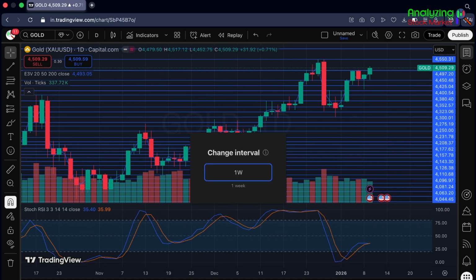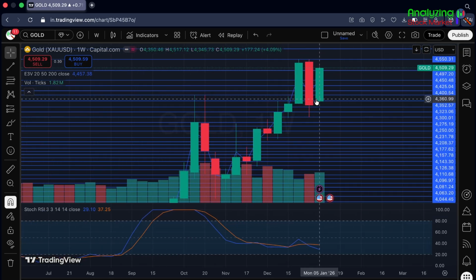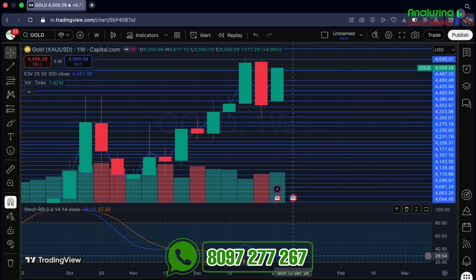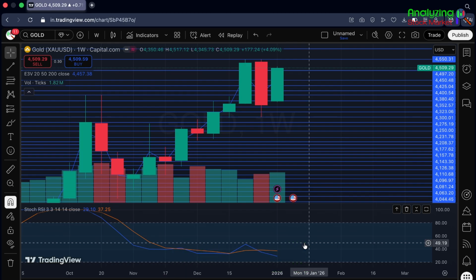So let's open a weekly chart over here. So here, this is a weekly chart. In this weekly chart we can see a good bullish candle with a big body and a small lower and upper wick. Currently, stochastic RSI is around 29 and 37 level, which is indicating positive momentum. But remember, as we always say, we should not depend only on RSI or other indicators. We should also look for other factors which move the pair, like any news or important events, and then make a decision according to that data.